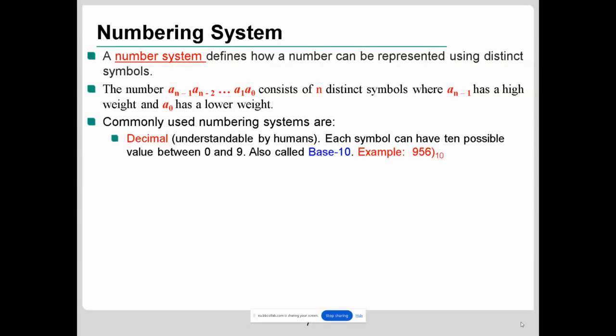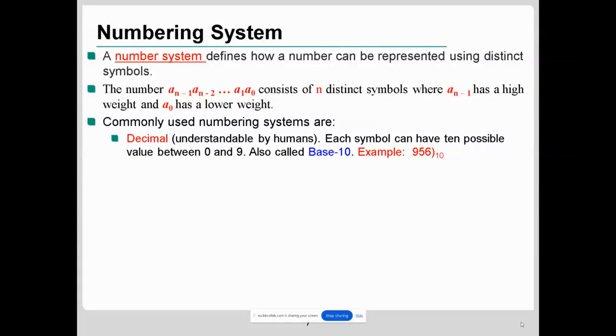The commonly used number system is the decimal number system. The decimal number is understandable by whom? By humans. Each symbol can have 10 possible values. Digits can have values from 0 to 9, which is also called base 10. Here is an example. Now if you look here, we have 9, 5, 6. The numbers start from a(n-1). So what is n here? 3. We have 3 digits.